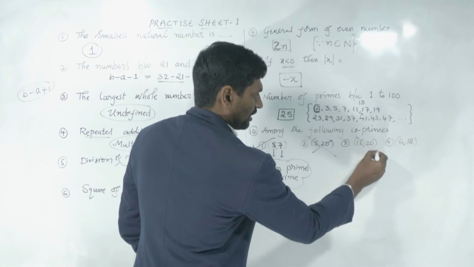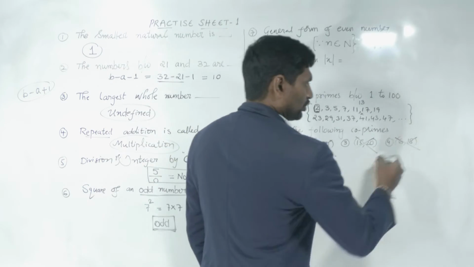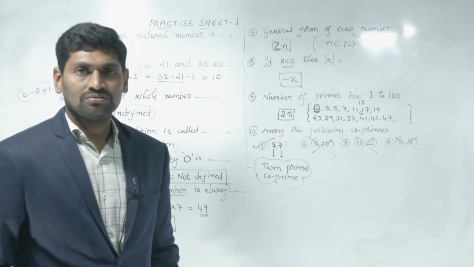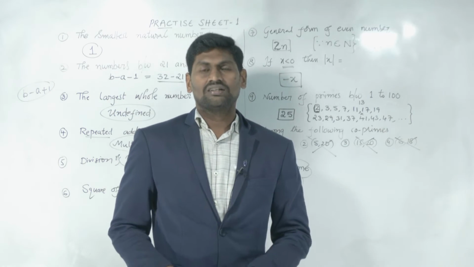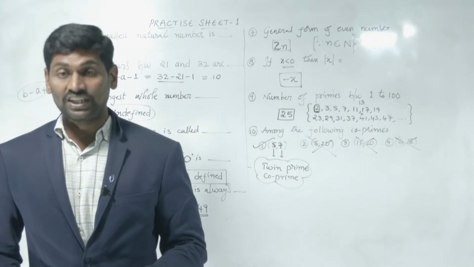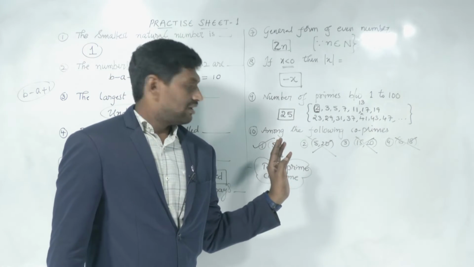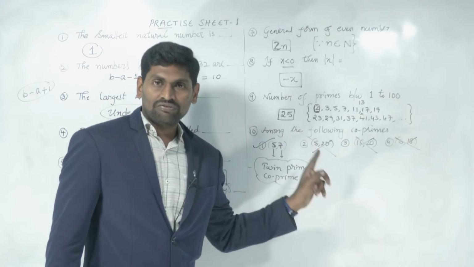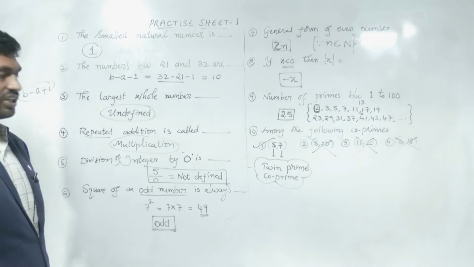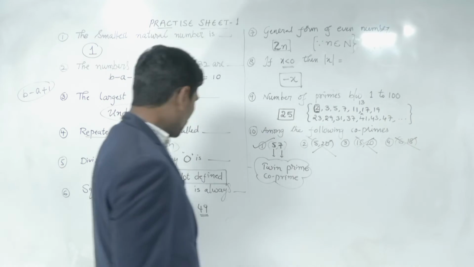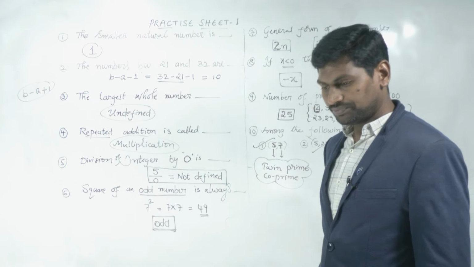15, 20. These are also coming in 5 table. Both numbers are also not co-primes. 6, 18. Both are coming in 3 table, 6 table also, 2 table even. So the remaining 3 options do not satisfy the condition. What is that? The numbers should have no common factors except 1. Okay, now I hope you all understand all these questions. Once check it, children.